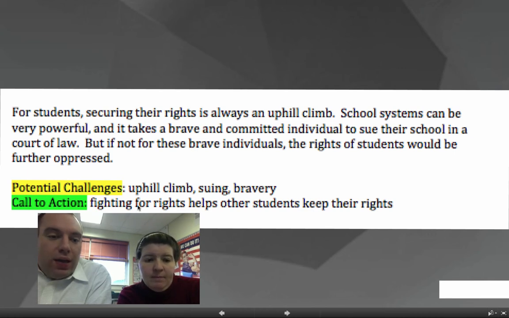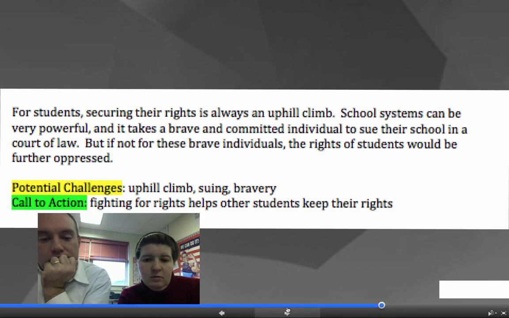Yeah, so it's kind of saying these are the uphill battle part of it. These are the challenges of students fighting for their rights, but if they don't do it, fighting for your rights helps other students keep their rights. So the students that sue their school and go through these challenges are then able to help. Think about Tinker, for example, and how the Tinker case helped students protect their rights in school.